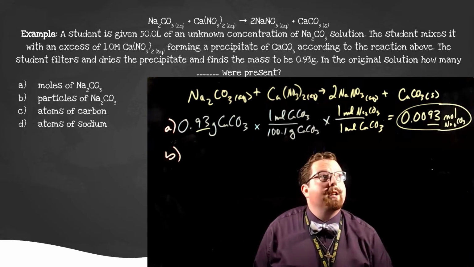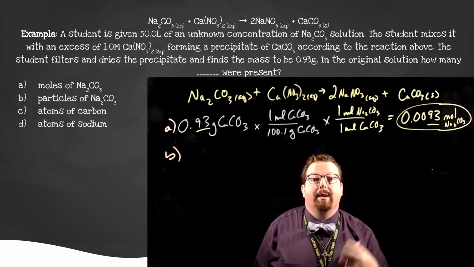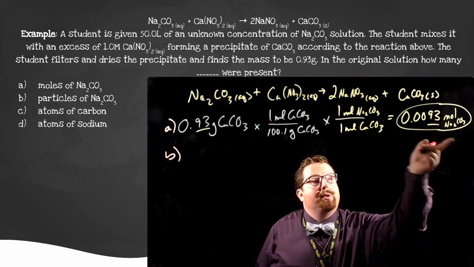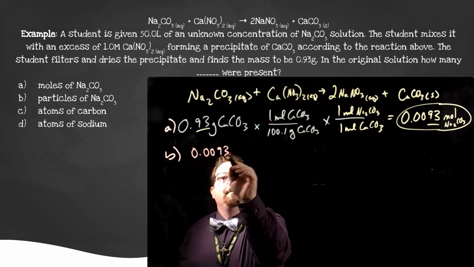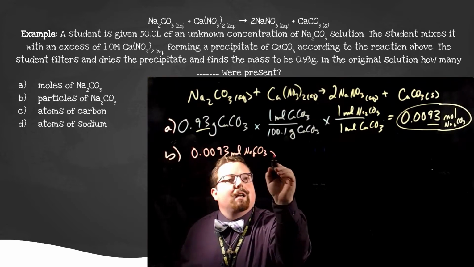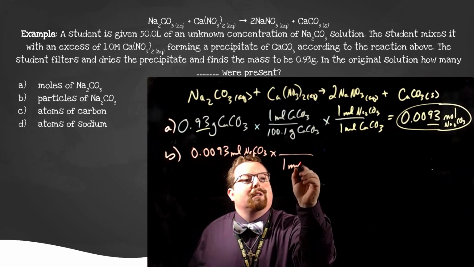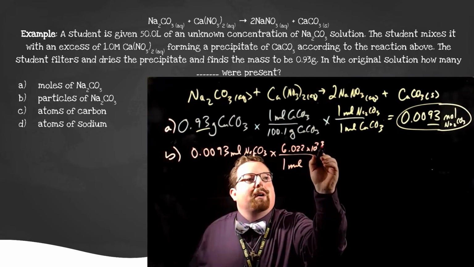So part B wants to know how many particles of Na2CO3 that we had in our original solution. To do that, we have to use Avogadro's number to convert from moles to particles. So we take our 0.0093 moles of Na2CO3, multiply that by, according to Avogadro, there's 1 mole for every 6.022 times 10 to the 23 particles.